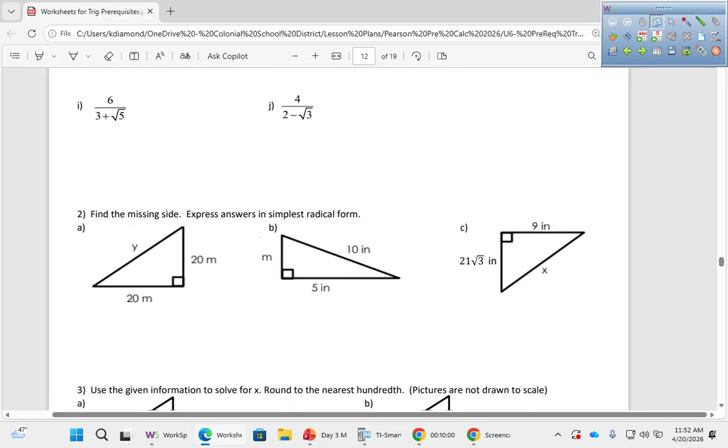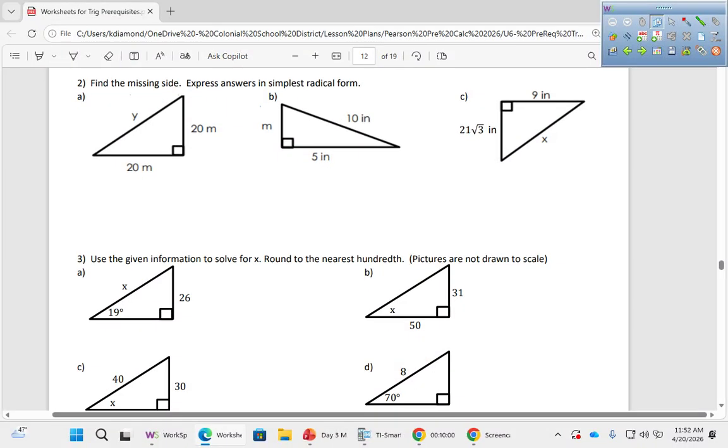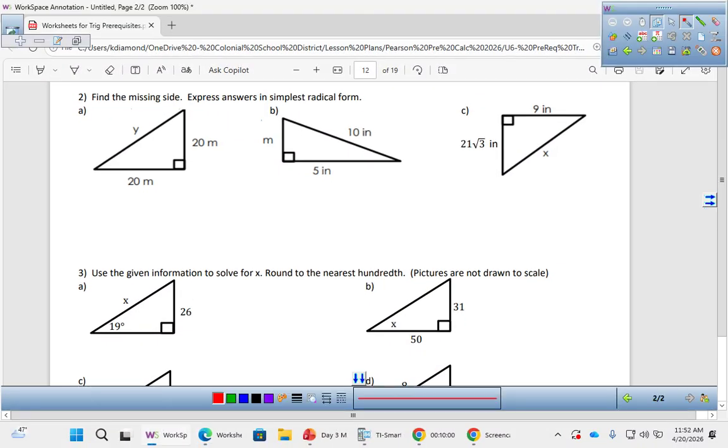Moving on. Find the missing side. Express your answer in simplest radical form. Well, I have a right triangle, and it looks like for all of these I have 2 out of the 3 sides, which means I can use Pythagorean theorem. A squared plus b squared equals c squared, where c squared is the biggest, the hypotenuse. So for this first one, I'm going to do 20 squared plus 20 squared equals y is in the hypotenuse spot.